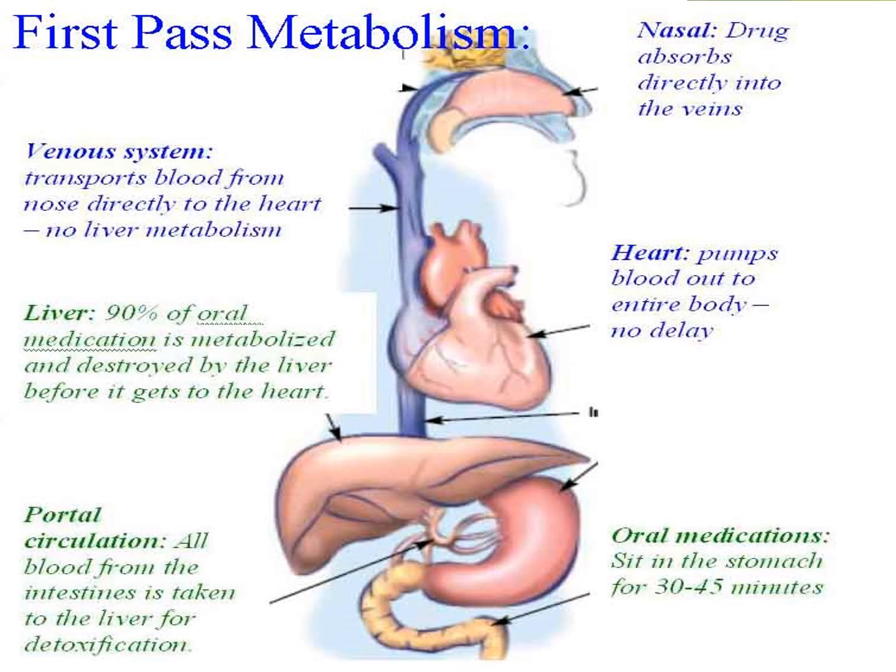So first pass metabolism, this is when, of course, a nasal drug absorbs directly into the venous system. The venous system transports blood from the nose directly to the heart. The heart pumps blood out to the entire body. Of course, there's no delay. The liver, 90% of oral medication is metabolized and destroyed by the liver before it actually gets to the heart. And then, of course, portal circulation, all blood flow from the intestines is taken to the liver, of course, for detoxification, right? And oral medications sit in the stomach for about 30 to 45 minutes.